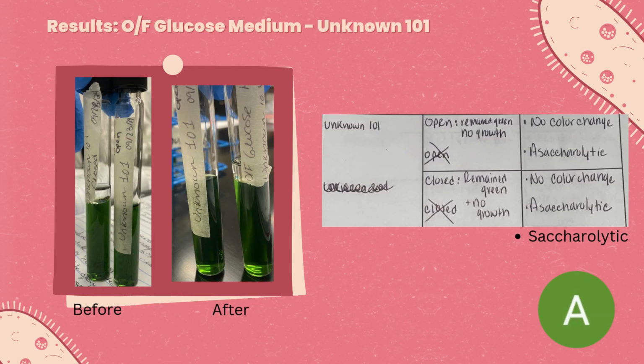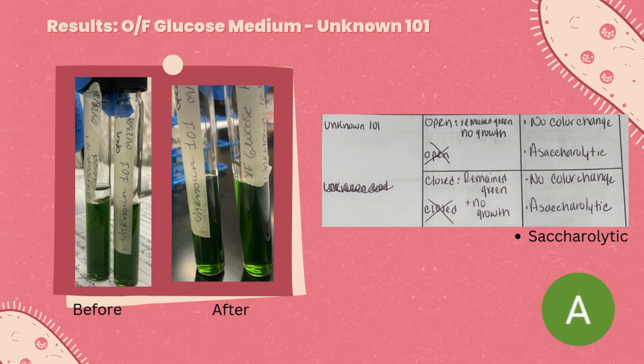The oxidatively or fermentatively glucose test for the unknown sample 101 displayed no changes in both open and closed tubes. Therefore, this organism was interpreted as saccharolytic. The oxidatively or fermentatively glucose test for the unknown sample 101 displayed no changes in both open and closed tubes.